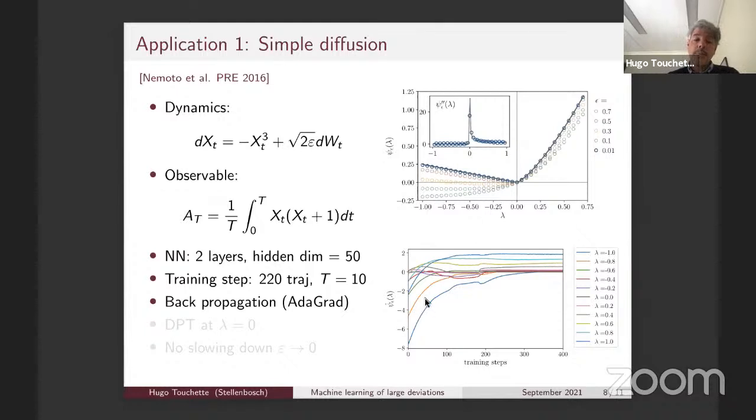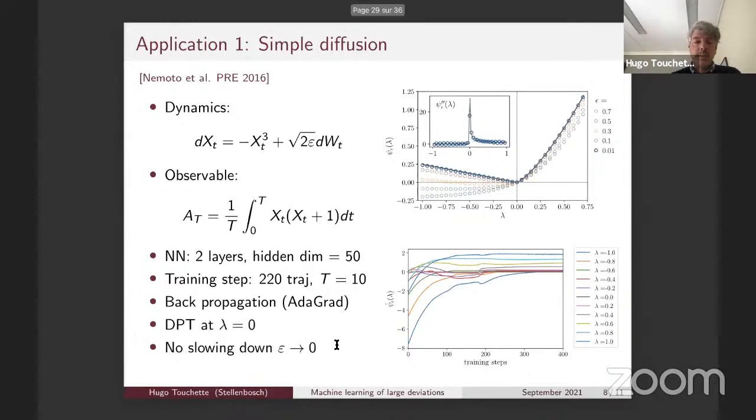Here I'm showing the training convergence of the scaled cumulant generating function for different lambdas. So you see we're just initializing the network randomly, and then we follow the training steps, and then we see convergence of the scaled cumulant generating function. You can also plot the cost function, and then it converges with these plateaus. There's a kind of shift here which is related to the network itself. There's some dynamics, but that's a dynamics of the neural network, because this is the training step.